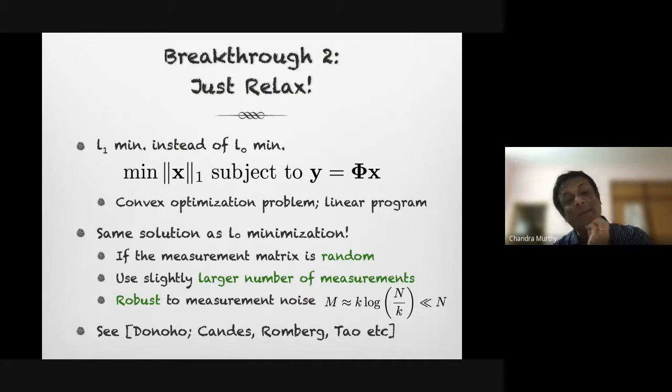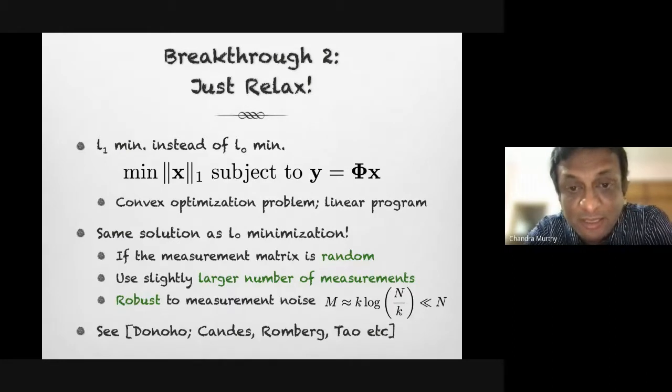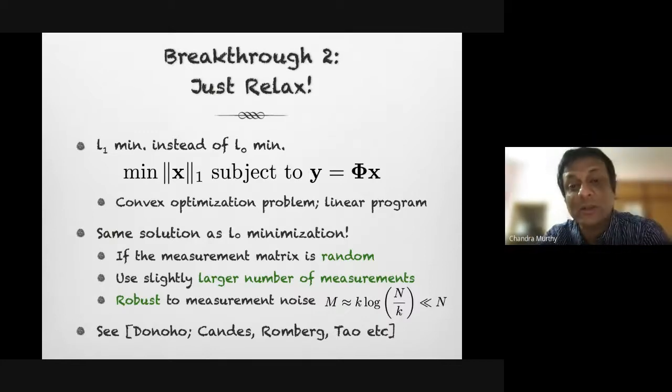Now this L1 norm of x is actually a convex cost function, and the constraint set y equal to phi x is actually a convex set. Specifically, if you find two different solutions to y equal to phi x, then any point on the line connecting these two solutions will also satisfy y equal to phi times x. So this is a convex cost function, L1 norm of x, subject to a convex constraint, which is y equal to phi times x. So overall, this is a convex optimization problem.